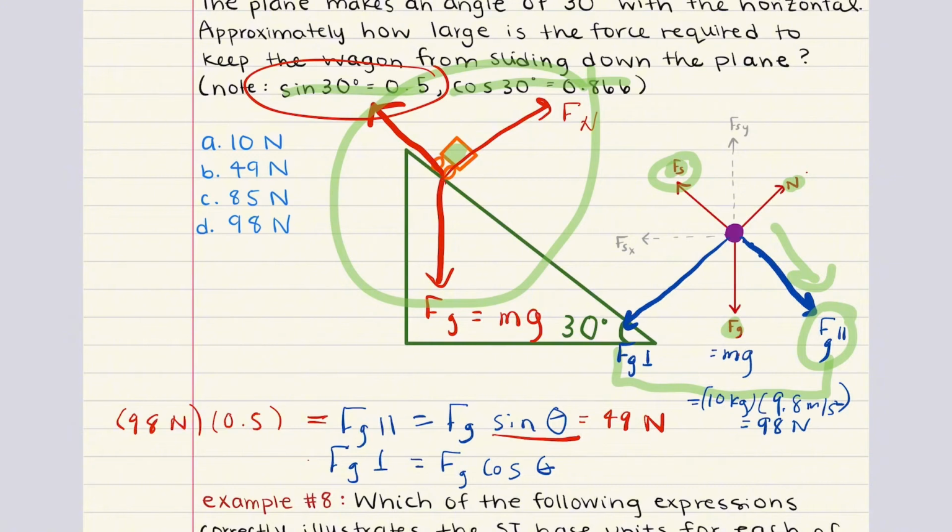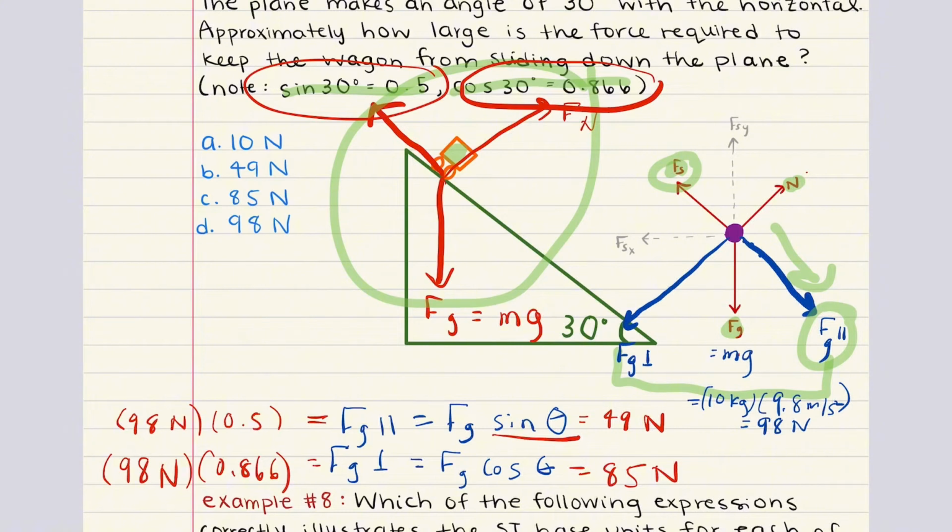Then we can carry out the same calculation for the perpendicular component. It's going to be 98 newtons multiplied by cosine theta. So this is cosine 30 degrees, which is equal to 0.866. This is going to give us approximately 85 newtons. Now that we have our parallel and perpendicular components, we can start to think about this problem.